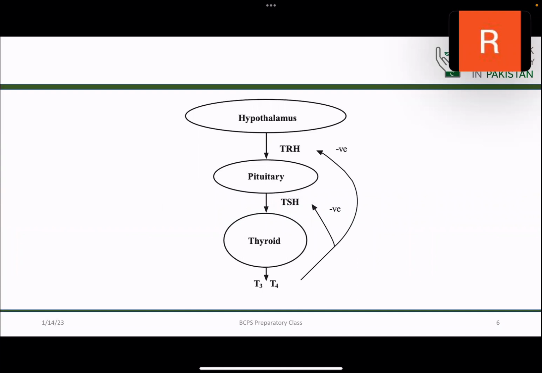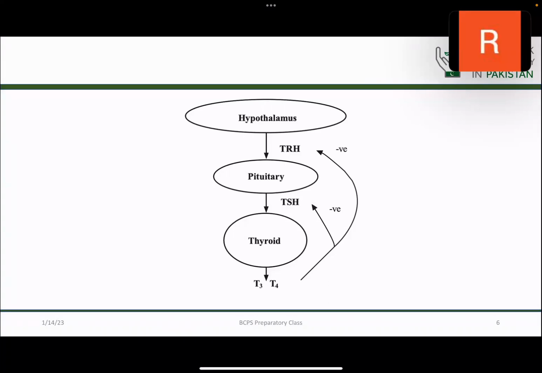So thyroid, as you already know, is under the control of pituitary, and pituitary is under the control of hypothalamus. So pituitary is the master gland and hypothalamus is the master of the master. So hypothalamus releases thyrotropin releasing hormone, which stimulates pituitary, and pituitary then releases thyroid stimulating hormone, which has a receptor on thyroid gland, and thyroid then releases thyroid hormones, mainly T3 and T4.